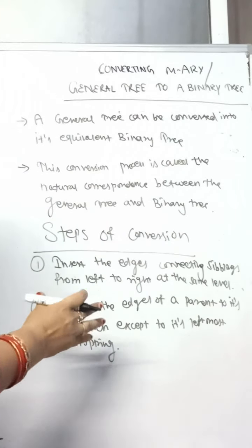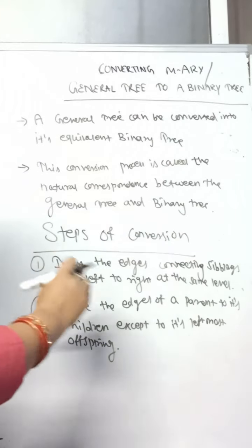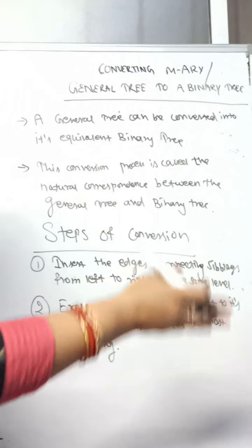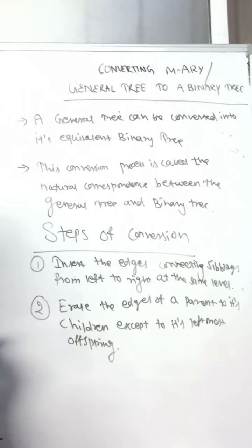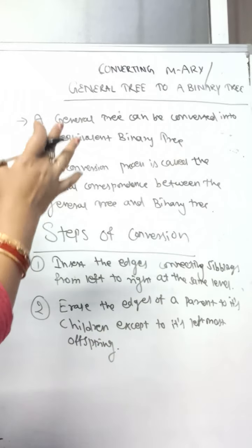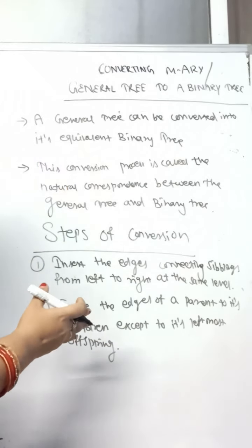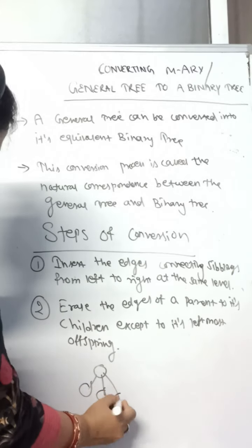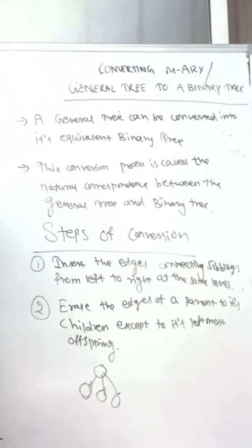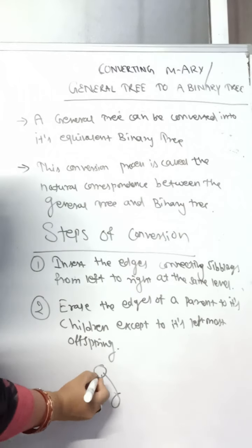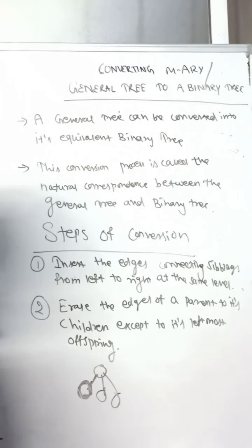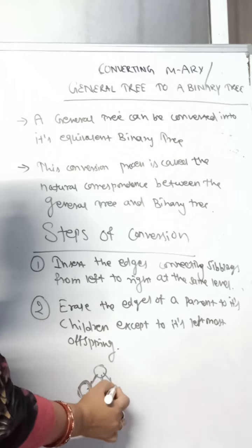This means that yes, you have to keep the leftmost node and you have to erase them from their parents in your general tree. So in the general tree, suppose this is your tree. That is what I have to consider. So you have to take the leftmost child, the leftmost offspring, and I have to erase this and erase this.